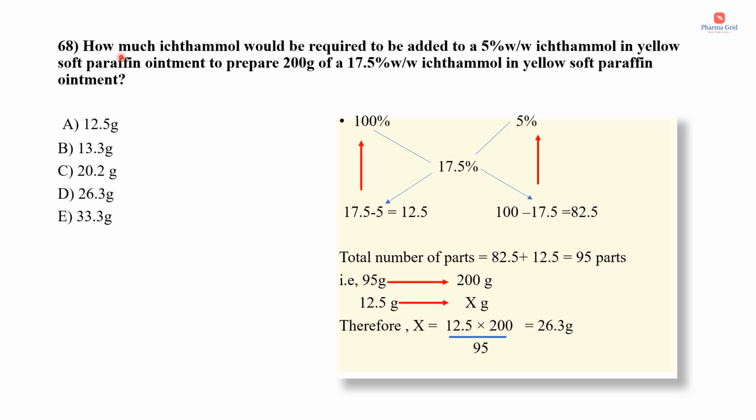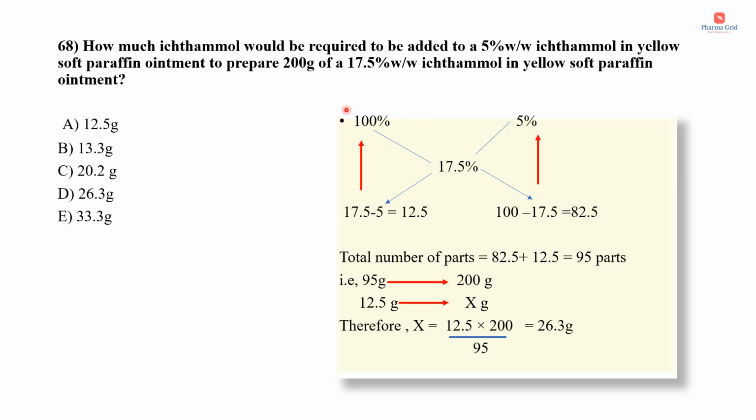Moving on to the next question: how much ichthammol would be required to be added to a 5% weight by weight ichthammol in yellow soft paraffin ointment to prepare 200 gram of a 17.5% weight by weight ichthammol in yellow soft paraffin ointment? This type of calculation can be done with the help of the alligation method. Here, 5% weight by weight means 5 gram is present in 100 gram.